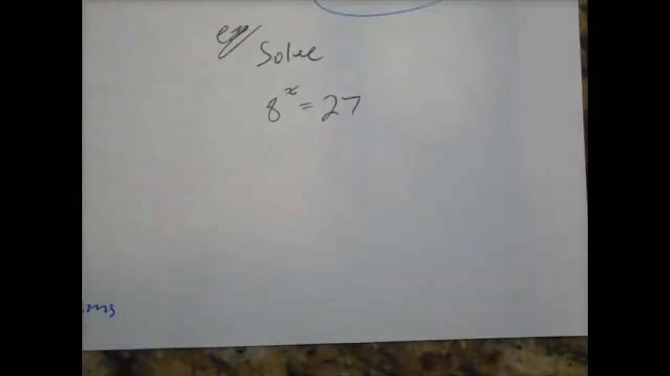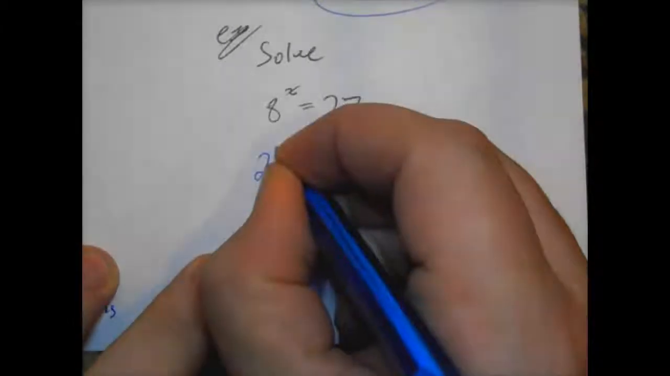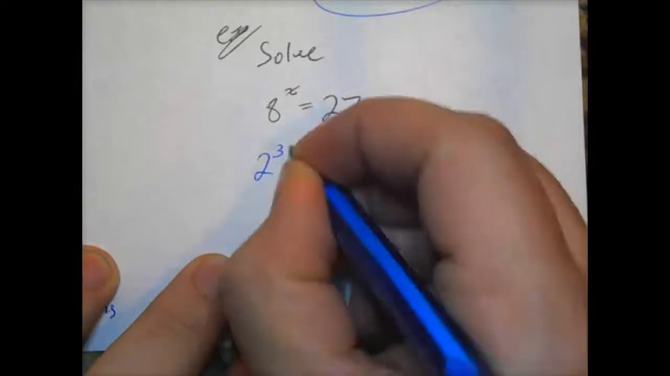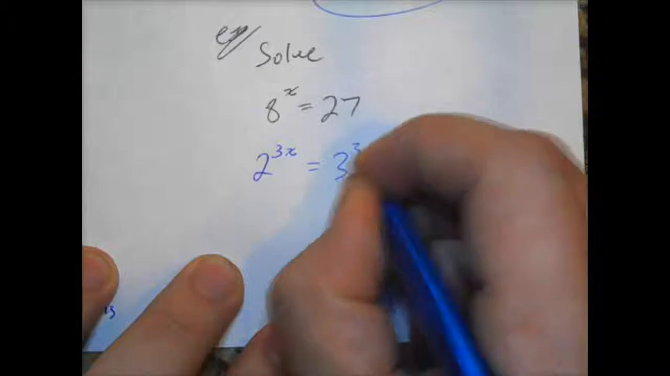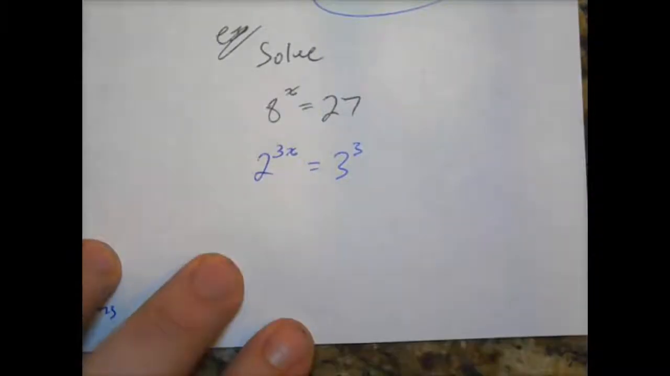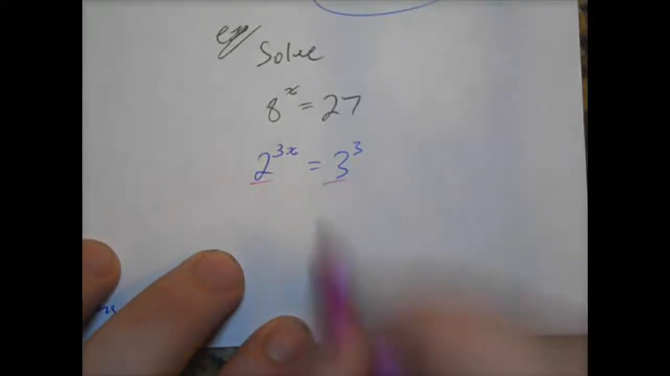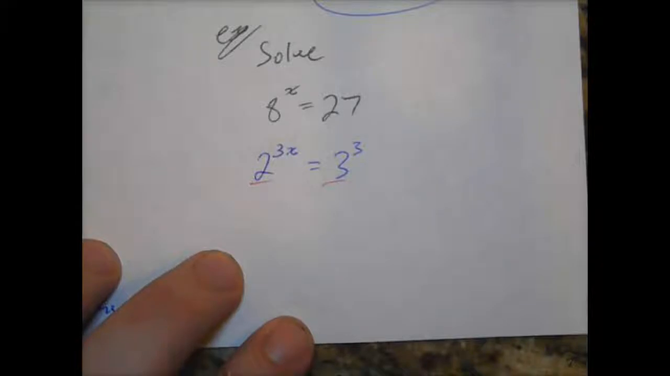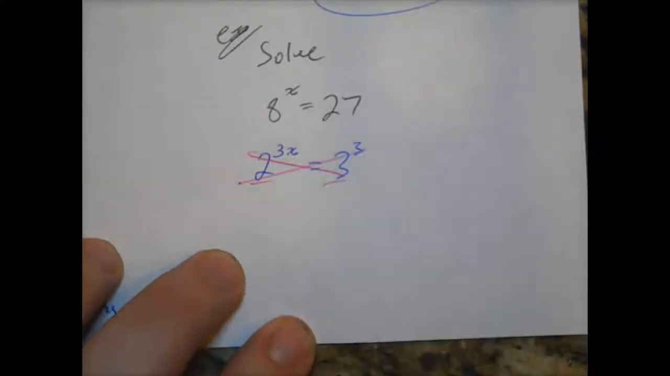So now we're really getting different because I could rewrite 8 as 2 to the third and 27 as 3 to the third. But since my bases are not the same, I have a base of 2 and I have a base of 3, I cannot just take the exponents and set them equal to each other. It would not work. So there's another option that we can do now.